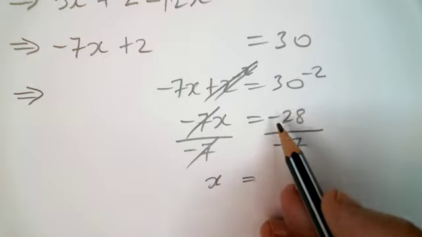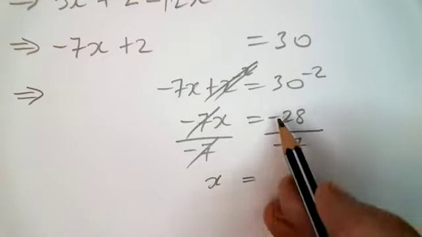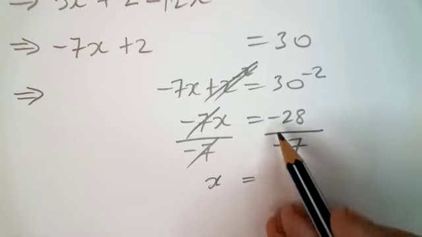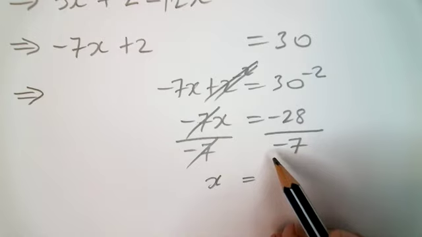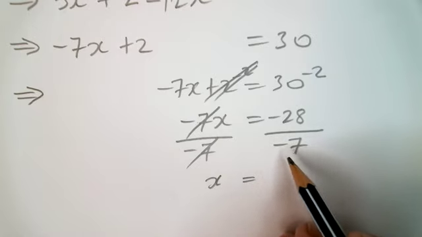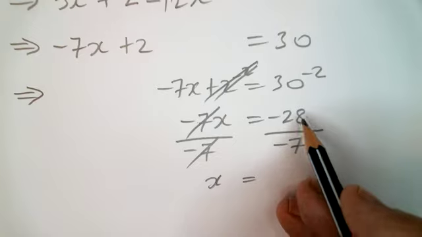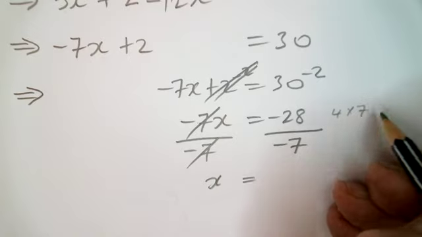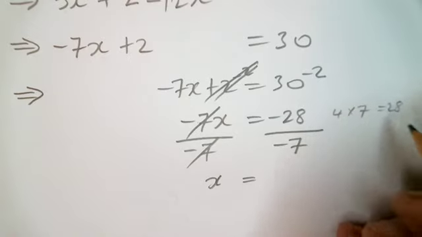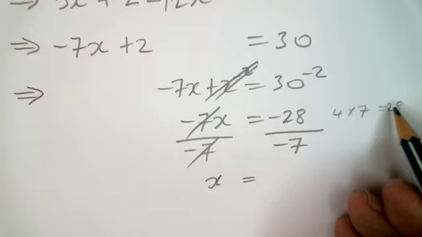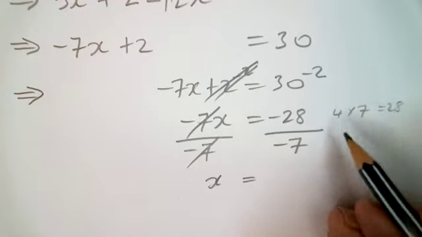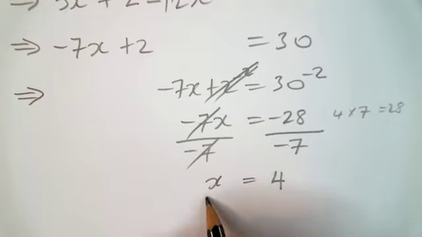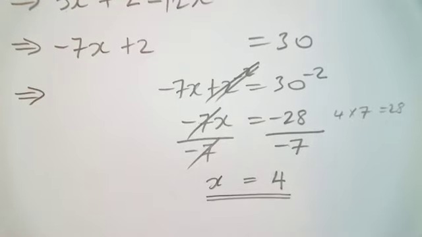Now, the signs are both negative. When I divide and the signs are both negative, or I multiply and the signs are both negative, or in fact, if I multiply or divide and the signs are the same, and there's just 2 components, then the answer will always be positive. 7 goes into 28 4 times, because 4 7s are in fact 28. So I could just write a 4 here, and because they're both negative, the answer is a positive 4. Therefore, x is equal to 4 is my answer.